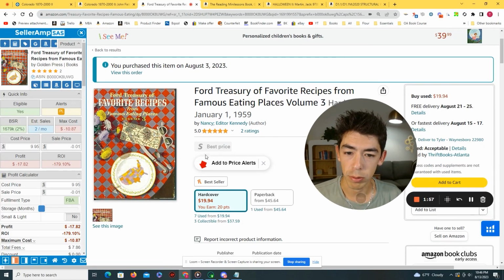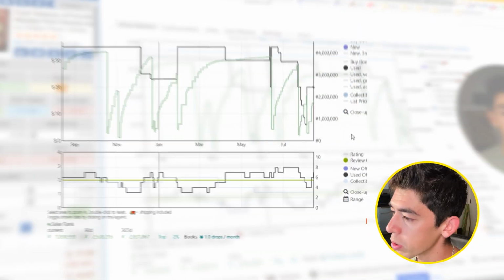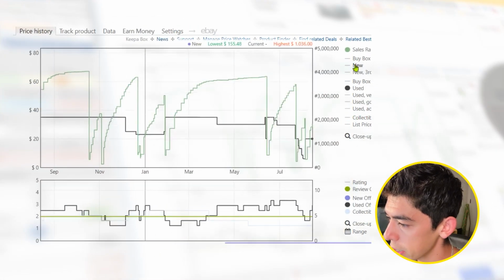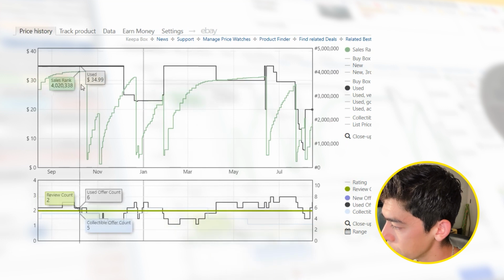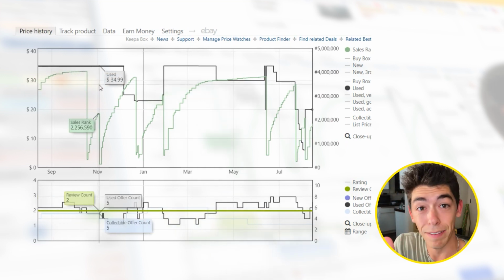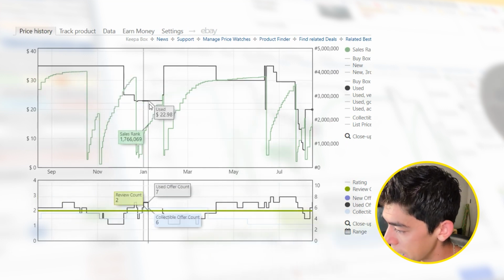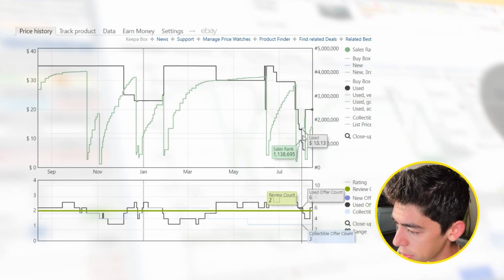Okay, so this next book that we're gonna look at has a little bit more value, has a higher baseline. So here it is, Treasury of Favorite Recipes. We can scroll down here to the Keepa chart. One thing that you'll notice here, let me get rid of this and get rid of that, is that if you look at that black line, the lowest used price, notice that it's not $7 or $10. It's actually $34.99. It's $22. It's back up to $34. It's come down a little bit here.